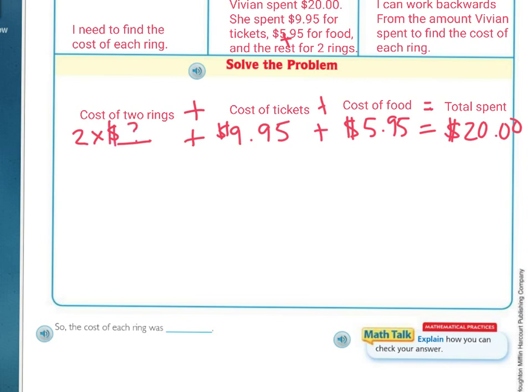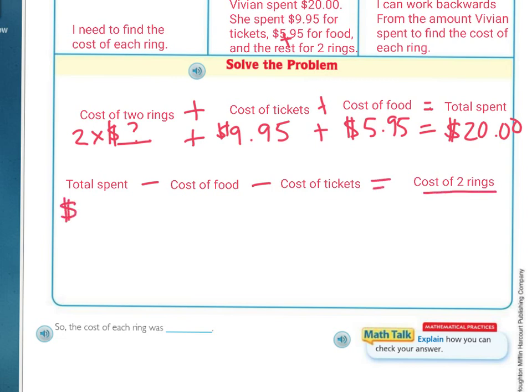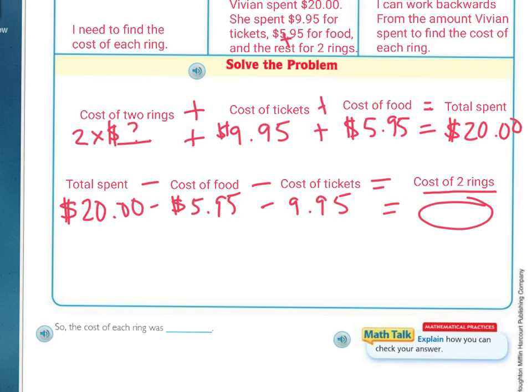This is an unknown amount right there, right? So then I'm going to take the total spent, minus the cost of the food, minus the cost of the tickets, and that's going to equal the cost of 2 rings. So the total spent was $20, right? The cost of the food was $5.95, and I'm going to minus the cost of the tickets, which was $9.95, and that's going to equal the cost of the 2 items.